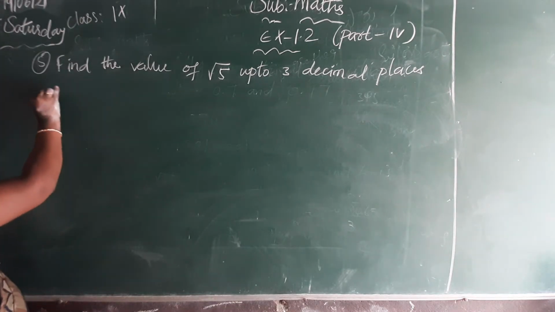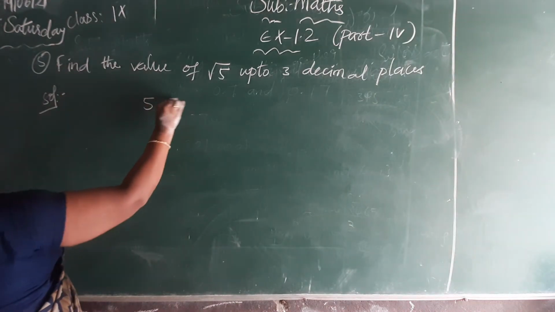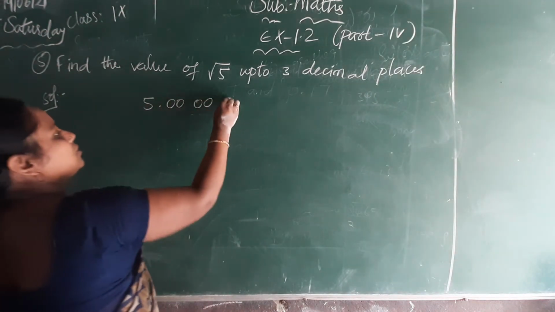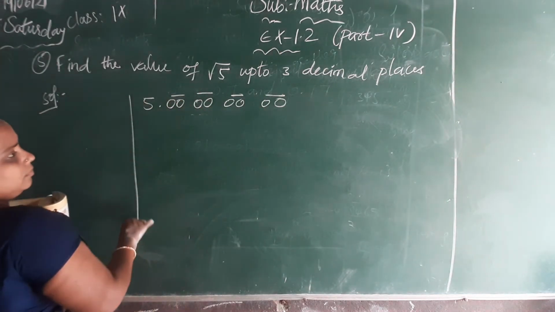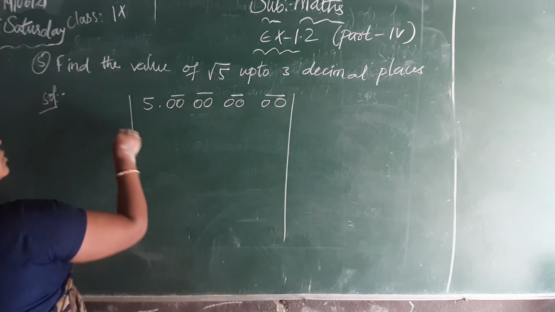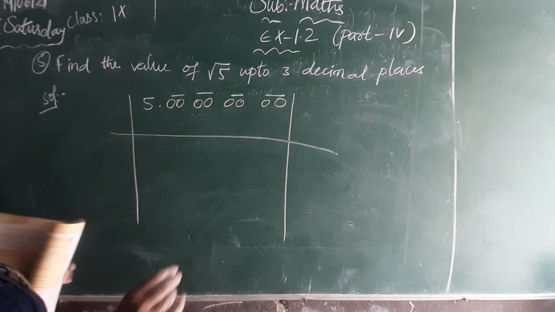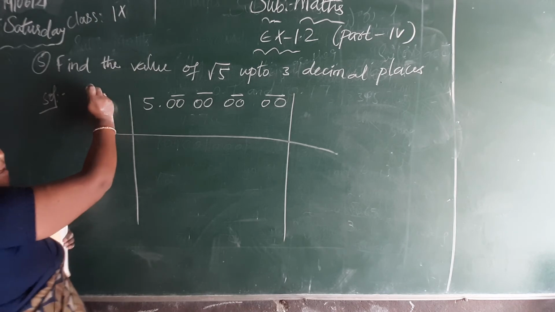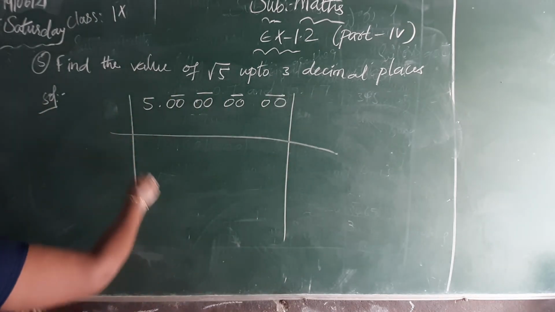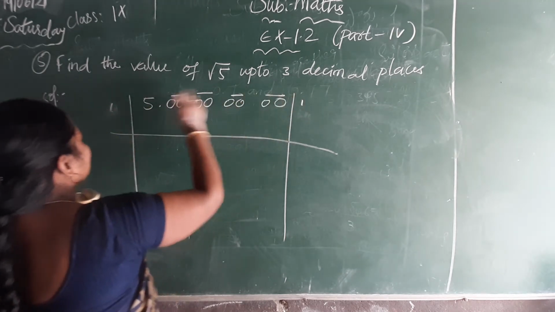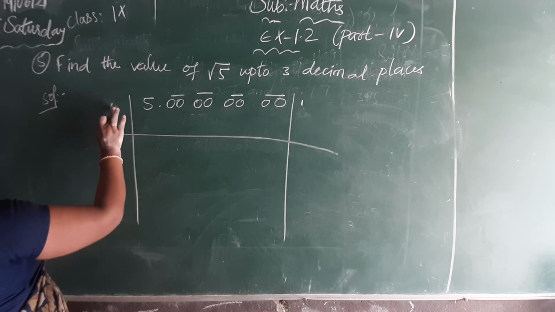So solution. How to find it? Group the digits in pairs of zeros, 2 zeros, 2 zeros, like this. This is the quotient place, and this is the divisor place. Whatever digit we place in the divisor place, the same digit we have to place in the quotient place. If I place 1 here, 1 here also. 1 ones are 1, so it is becoming small. Check for one more number.